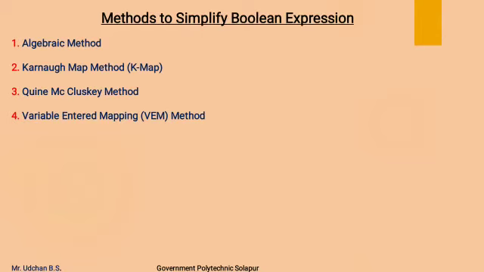Now next we will see methods to simplify the Boolean expression. There are 4 methods: algebraic method, Karnaugh map method, that is K-map method, Quine-McCluskey method, and variable entered mapping method. We already studied the algebraic method, in which we have reduced the Boolean expression using Boolean laws.